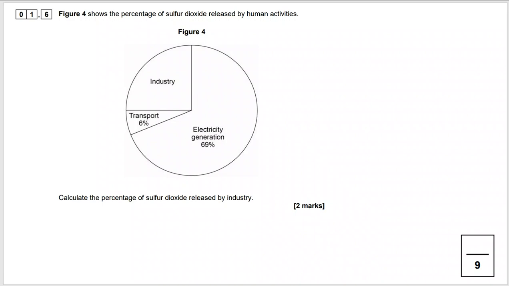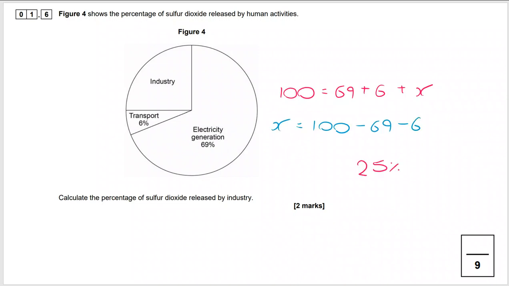It's a straightforward percentage calculation. I've got 100%, 69 and 6 of that have been used up already. So we are left with 25% as our answer. And that takes us to the end of that question.